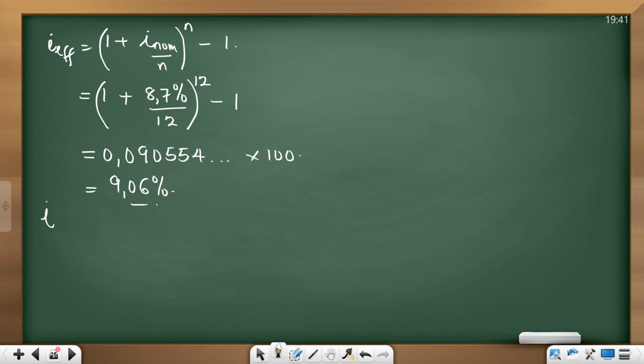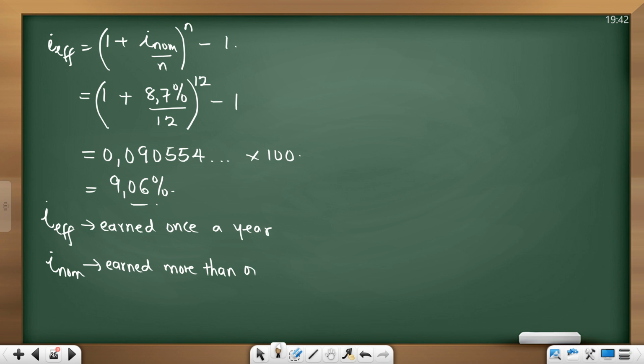Understand, effective interest is earned once a year. Nominal interest is earned more than once a year. So when you see things like compounded more than once a year, compounded monthly, quarterly, and so on, they are referring to nominal interest. That formula would not be given to you.